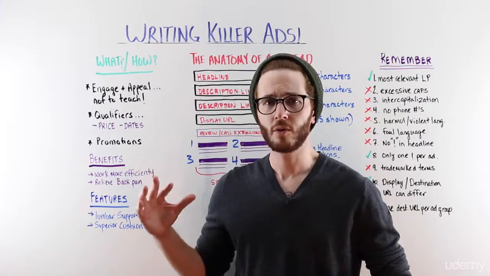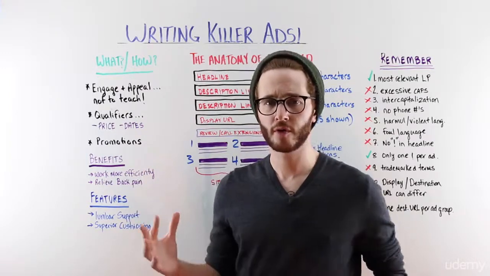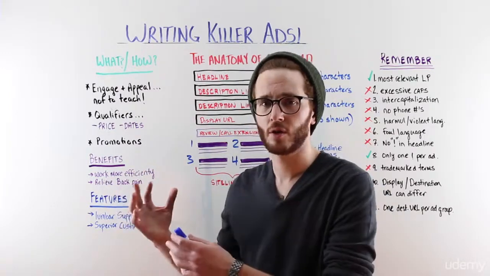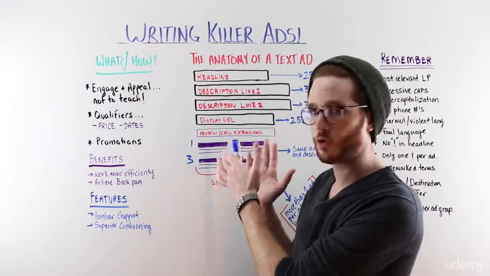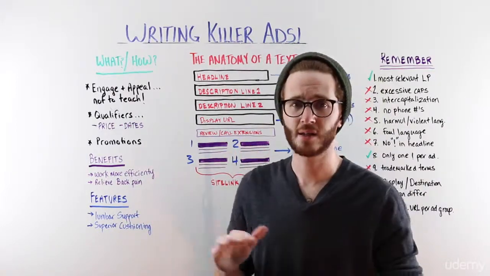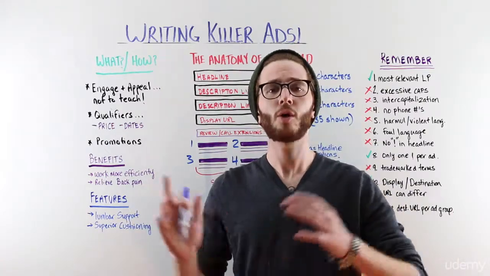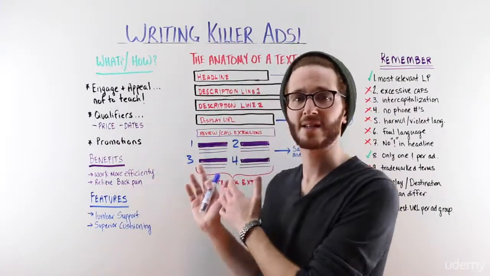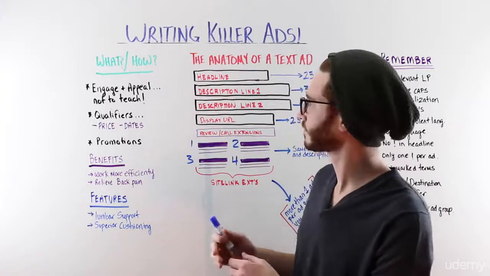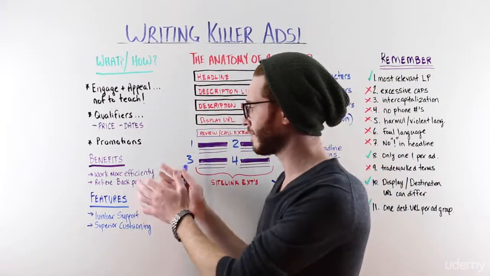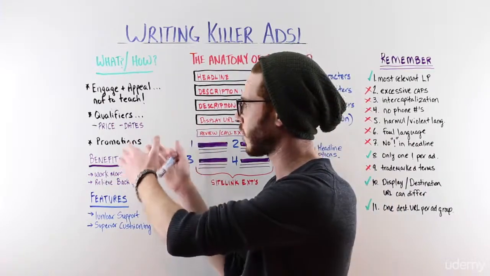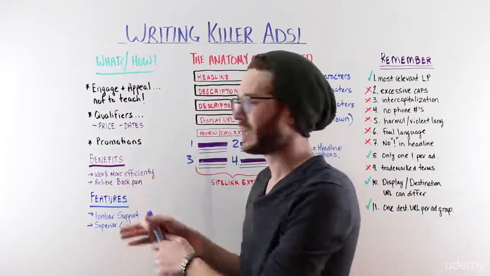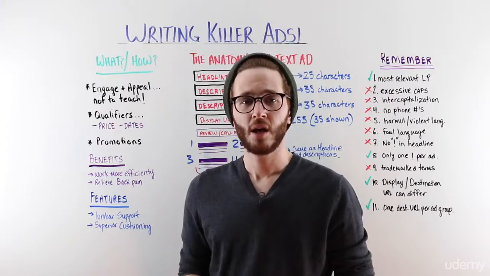So this hopefully gave you a really good comprehensive overview of the techniques you want to employ when writing your ads, the anatomy of a Google search ad. We'll talk about display ads in a separate chapter. That's a whole other can of worms, but this is what a text ad on the search network looks like. A huge amount of focus should be put on benefits and features. That's really important. Understanding the concept of qualifiers, understanding promotions, engage, appeal, not to teach.